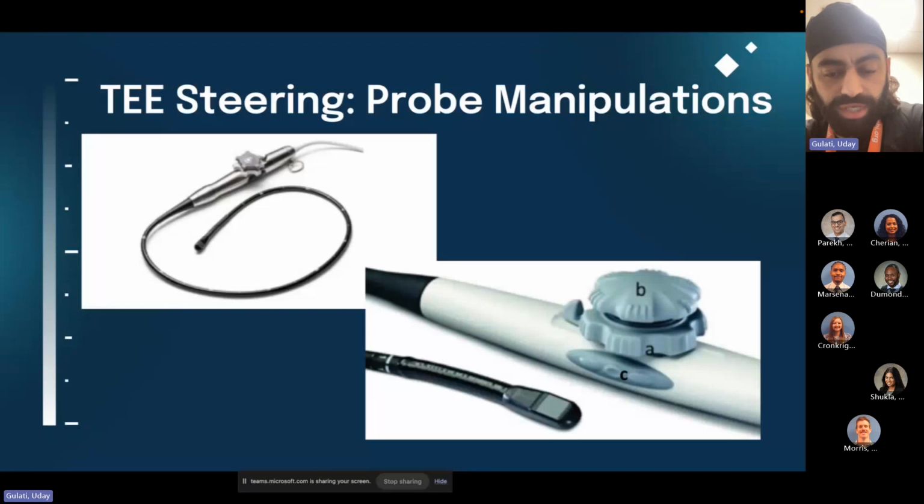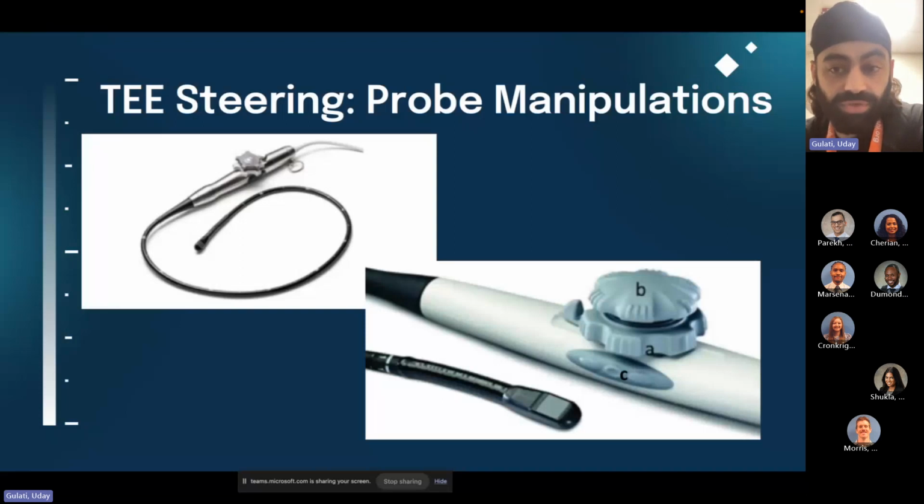So the key parts of the probe that you need to know is that you'll see 3 real knobs, A, B, and C. A is the one that you can change anteroflexion and retroflexion with. So that probe at the distal end will either bend forward to where that beam is coming out or bend backwards. B, you won't really use that much, B as in boy.